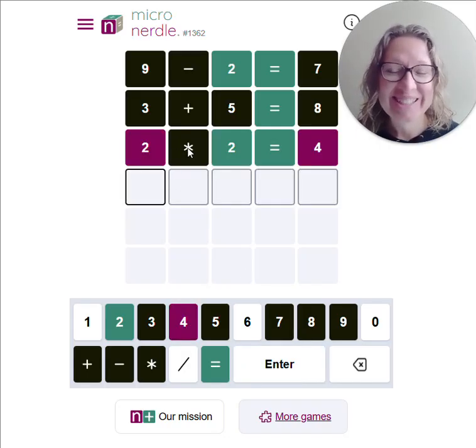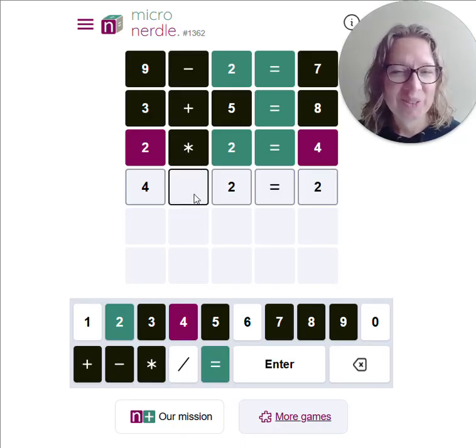Wow, this is a tricky one. It's not even a multiplication problem. Now those purple or pink digits mean that those numbers are in our equation, but they're in the wrong spots. So our only option is to switch them. So that's going to be a 4, that's going to be a 2, and our answer is going to be a 2. And our only operation left is division.